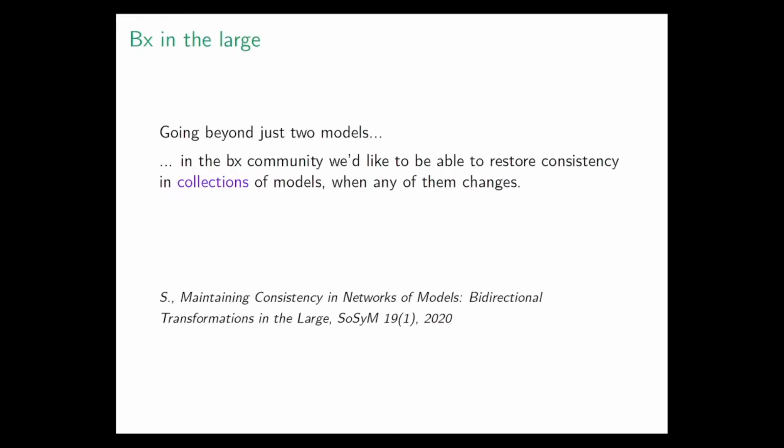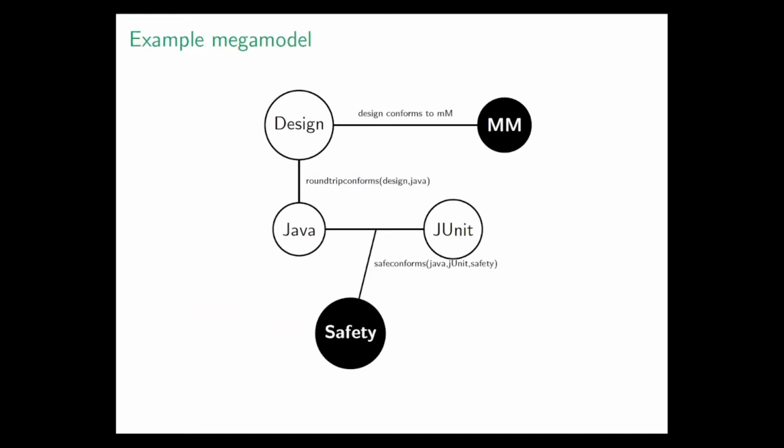I've been talking throughout about the need, as I see it, to support a heterogeneous environment in which users may be able to incorporate bidirectional transformations which are written in a variety of general purpose or special purpose languages, and might expect to automate more or less of their consistency checking and restoration. I now want to go on for a few slides and talk explicitly about what happens when we go beyond just two models, and think about restoring consistency in collections of models when any of them changes.